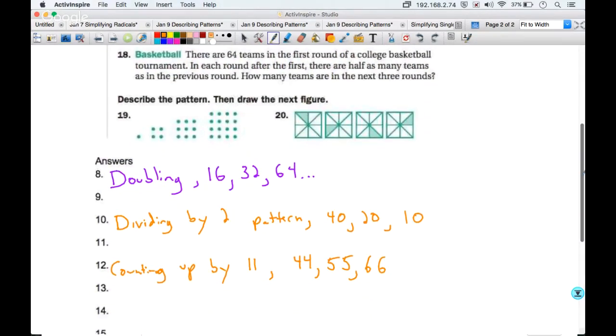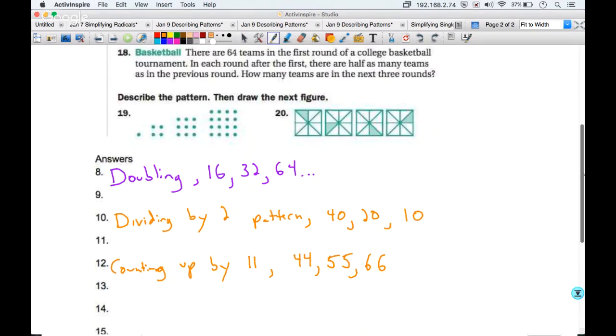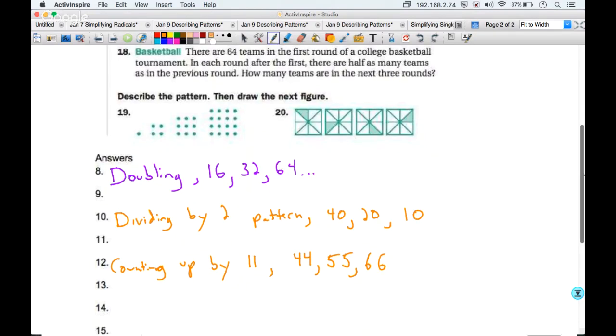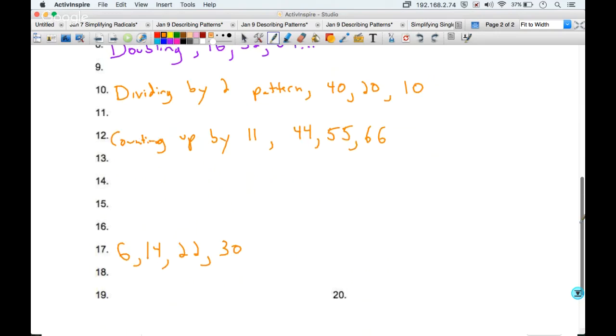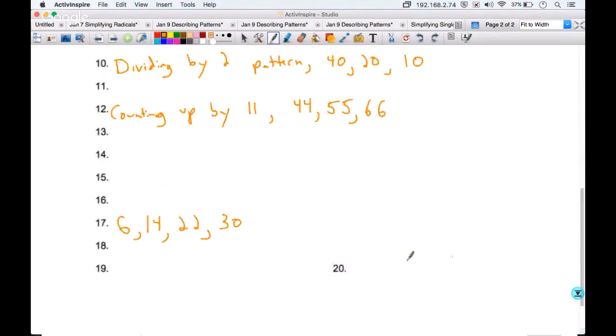18, there are 64 teams in the first round of a college basketball tournament. Each round after the first, there are half as many teams as in the previous round. How many teams are in the next 3 rounds? That's for number 18. So we start with 64. Each time everybody plays everybody, and half of them are eliminated, so we just divide by 2. After divided by 2, we get down to 32, then down to 16. Let's just keep this one going just to see that eventually we get down to the champion.